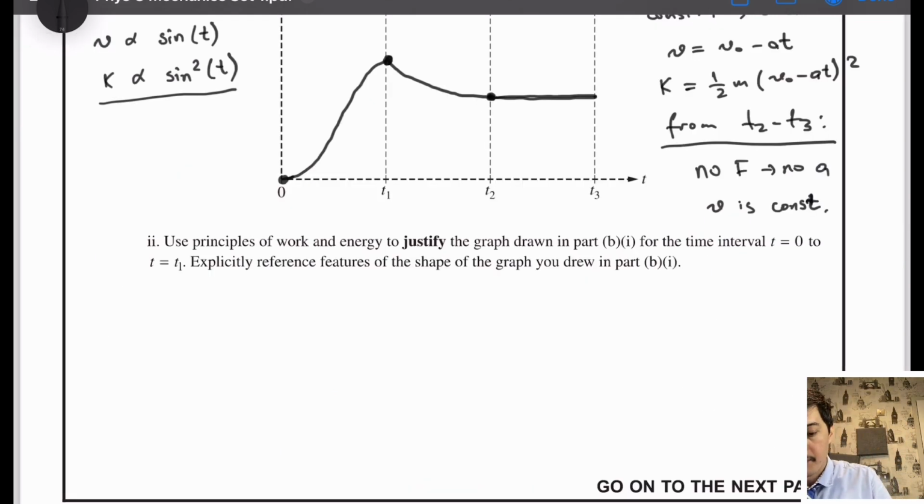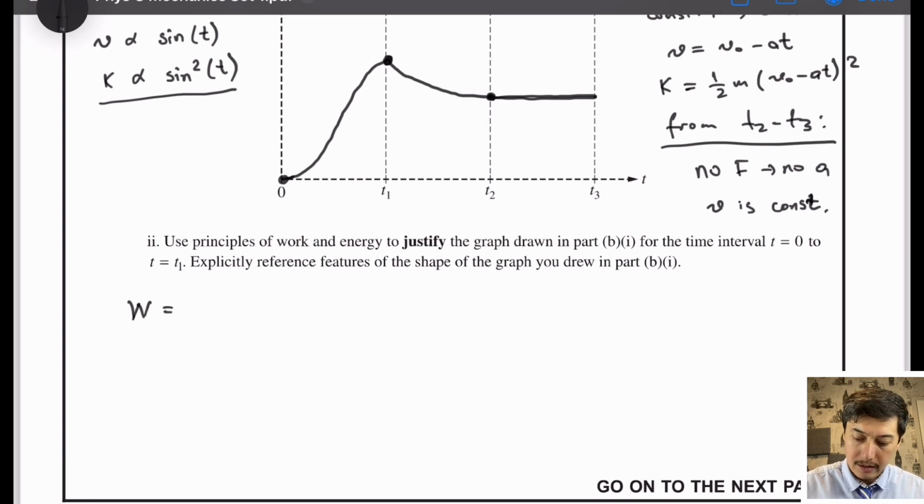All right, next. Use principles of work and energy to justify the graph drawn in part B1 for the time interval from time 0 to time 1. Explicitly reference features of the shape of the graph you drew in part B1. All right. Let's start with work-energy to justify our answer.